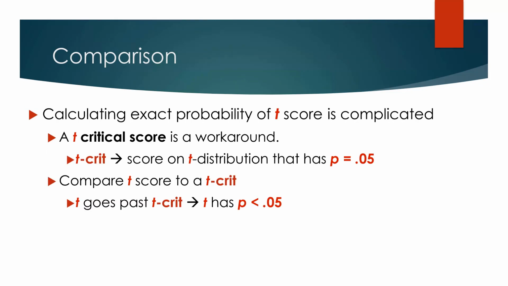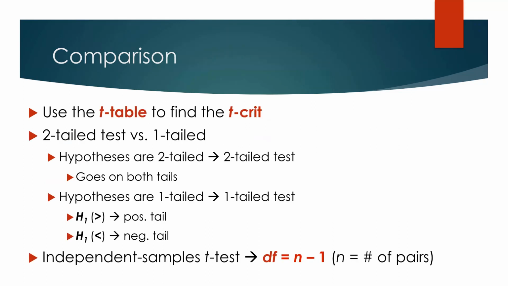Okay. So the way we do this is we find a critical score, the same way that you're going to find the t-crit, just like you did in the previous t-test. And if the t-score goes past the t-crit, it is a probability less than 0.05. If it's before the t-crit, probability greater than 0.05. Just like with the independent samples t-test, and with the 1 sample t-test, if you have a 2-tailed test, the crit score goes on both tails. If it's 1-tailed, then it goes on one of the tails, and that's determined by whatever the alternative hypothesis says.